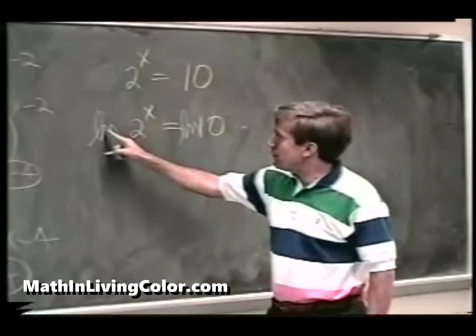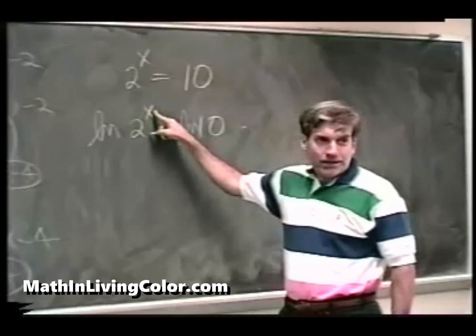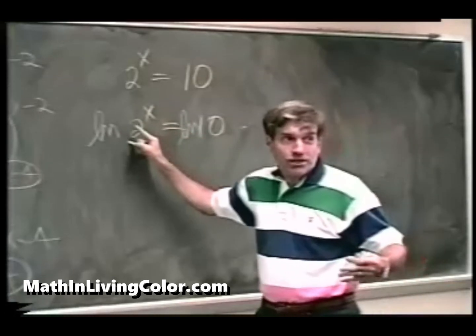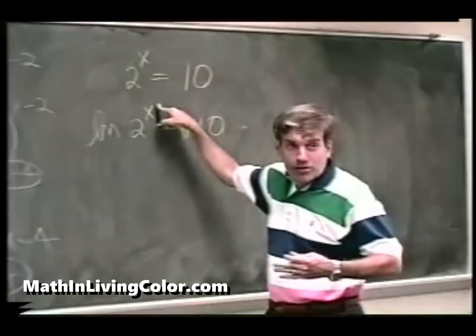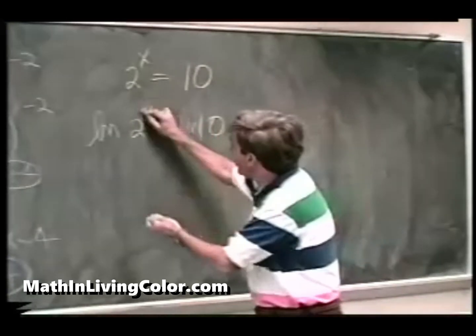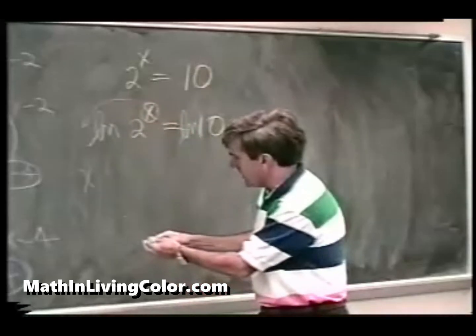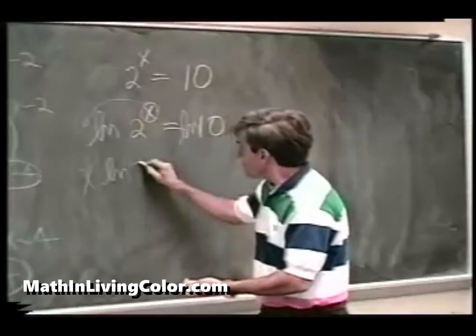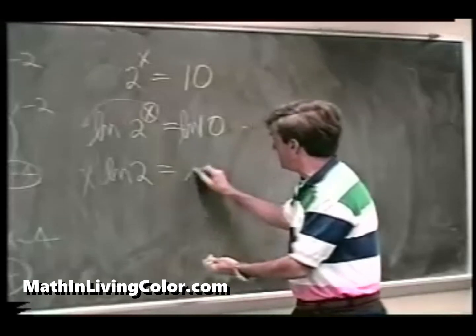Now, do you remember the property about log of 2 to the power? That holds for ln, doesn't it? Because ln is a logarithm. So what can we do with the ln of 2 to the x? Do you remember when you have a power? We can take that x and drop it down there, can't we? Call it what? x times the ln of 2 is equal to the ln of 10.